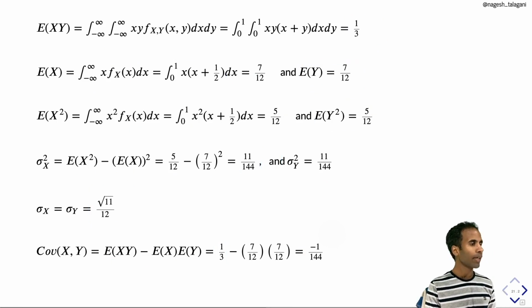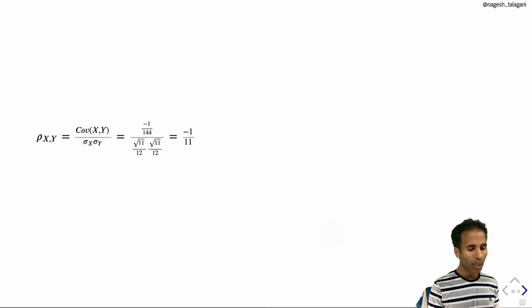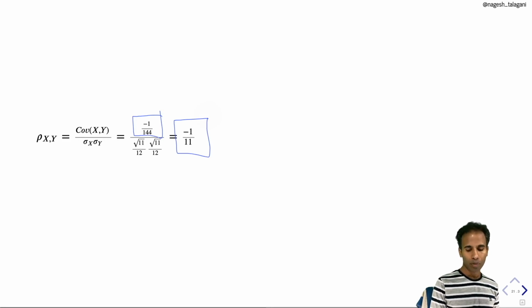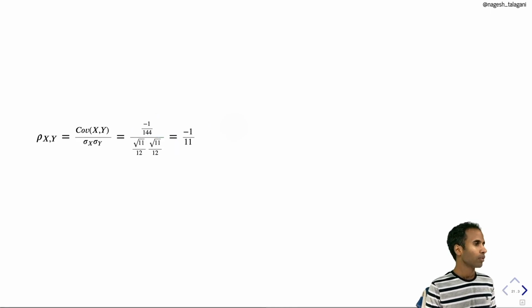Fine. Now let's find out the correlation coefficient. Correlation coefficient is covariance of xy divided by sigma x sigma y. So minus 1 by 144 divided by root 11 by 12 times root 11 by 12. This gets simplified to minus 1 by 11. Okay. So the correlation coefficient between x and y is minus 1 by 11, which is negative and close to 0. So we can say that there is a weak linear relationship between x and y in the negative direction.